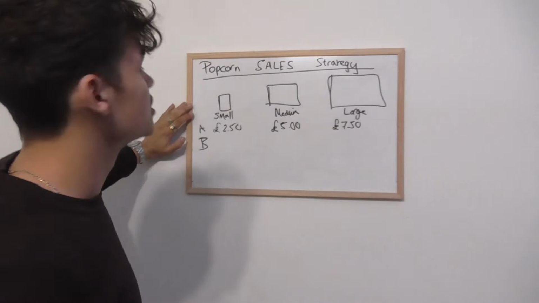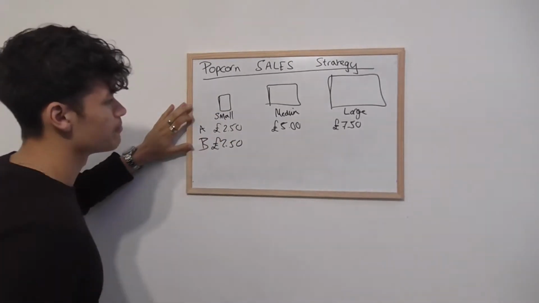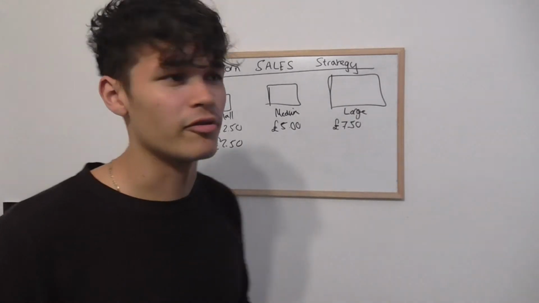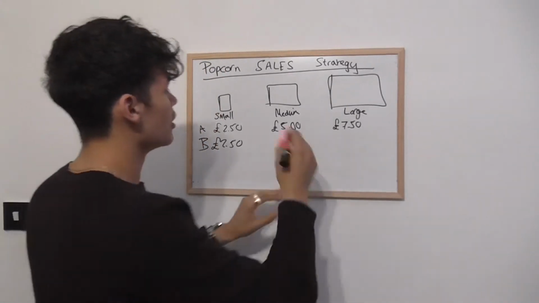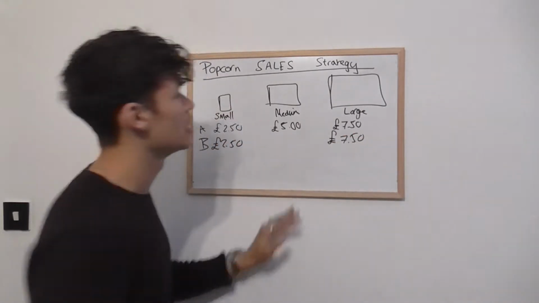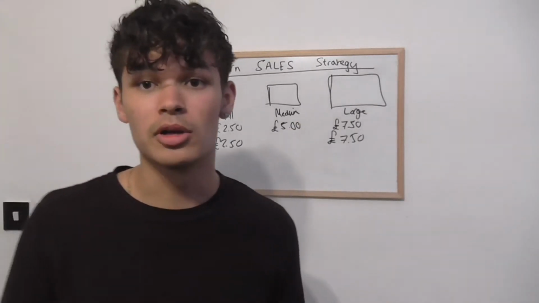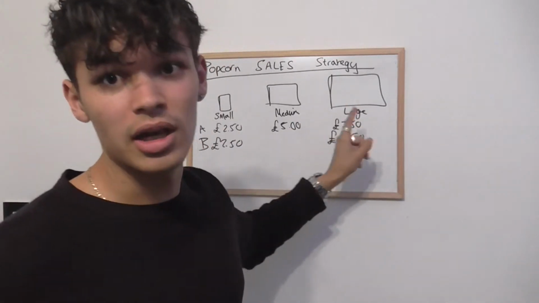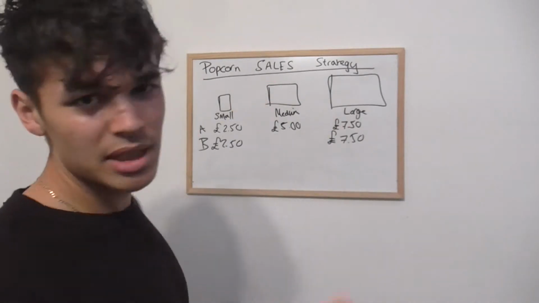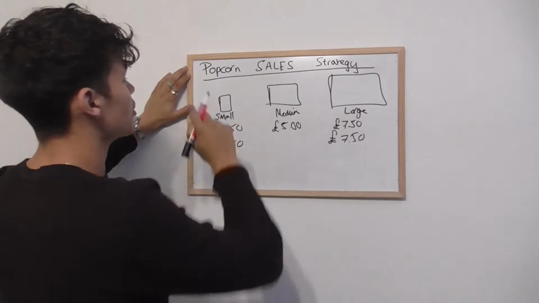Option B. So we have our small popcorn, it's £2.50. We're going to leave the medium one for a little second. We've got our large popcorn, which costs £7.50. So now let's say our large tub of popcorn makes us the most margins. So we want to, in reality, be selling this. Let's make some costs up for a second. Where should we put our costs? We'll put them in the boxes.